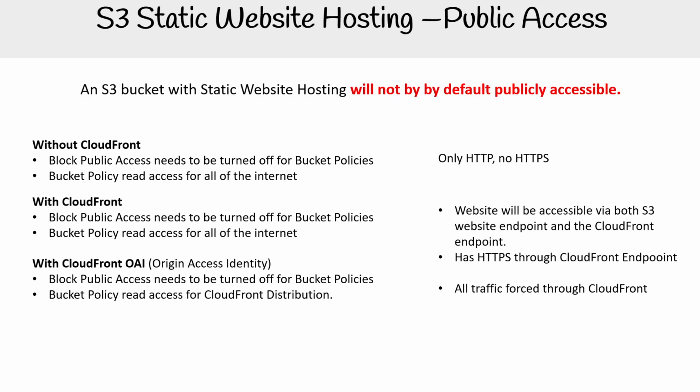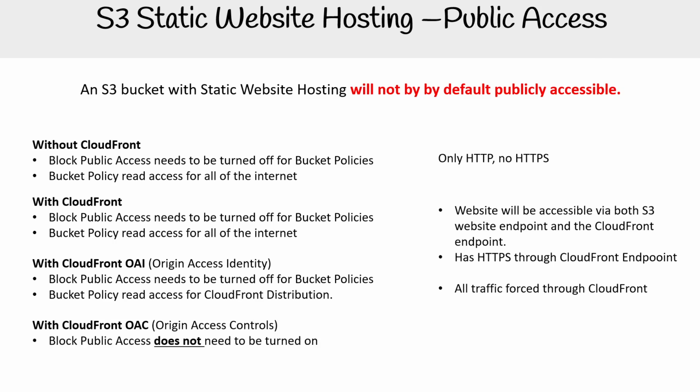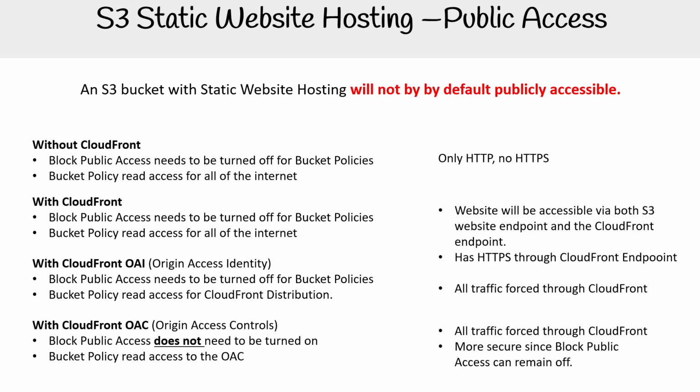But can we make this even more secure? Well, there's a newer way of accessing S3 buckets, and that is with origin access controls. And the key difference, at least from what I was able to tell, is that you do not have to even touch block public access. You don't even have to turn it off. You can create your bucket policy and point to the OAC. And so now all traffic is forced through CloudFront. It's even more secure because you don't have to fiddle with block public access. You can have your custom domain. And so this is the most recommended way that I suggest for you to do it.